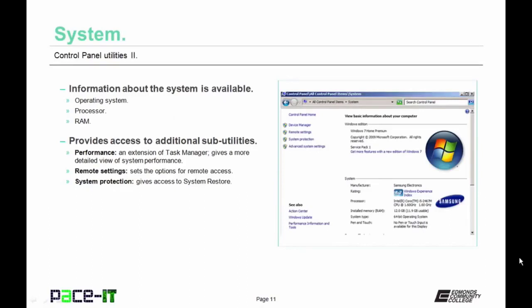The System utility is another important one for the technician. From this utility, information about the system is available, like the operating system that's used, the processor, and the amount of RAM. It also gives access to additional applets or utilities, like Performance. That's an extension of the Task Manager and gives a more detailed view of system performance. From the Remote Settings utility, that's where you can set the options for remote access to the system. The System Protection utility allows for system restore.